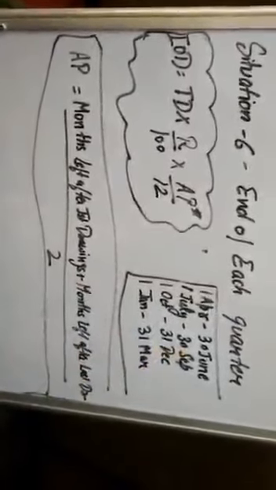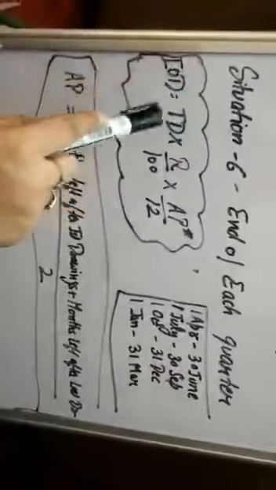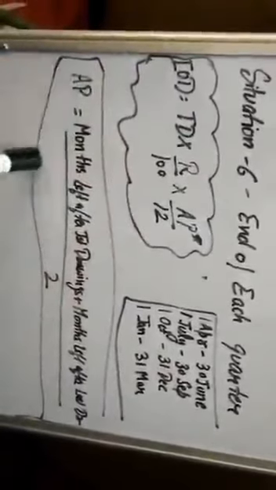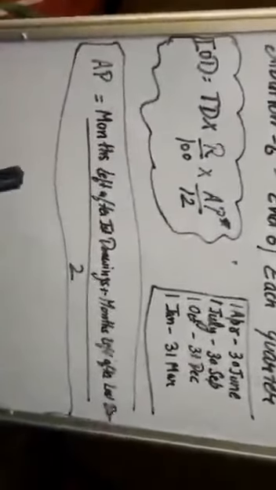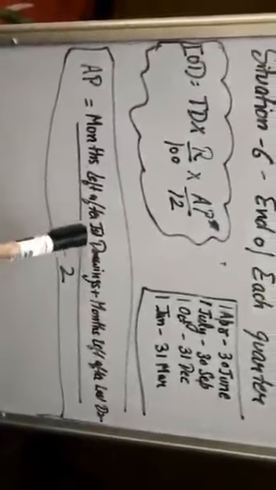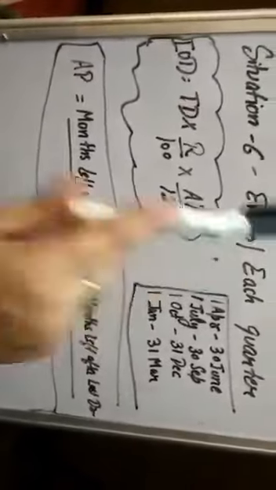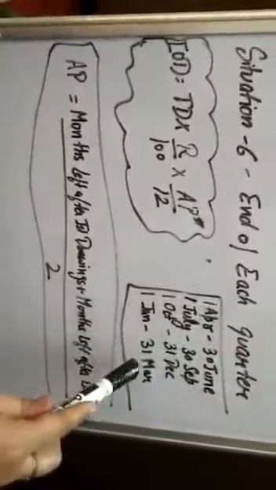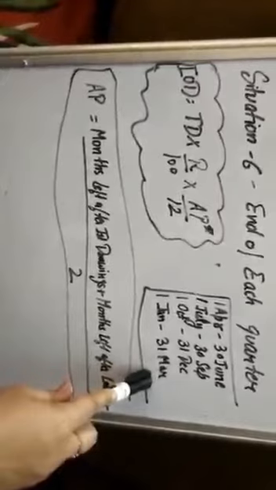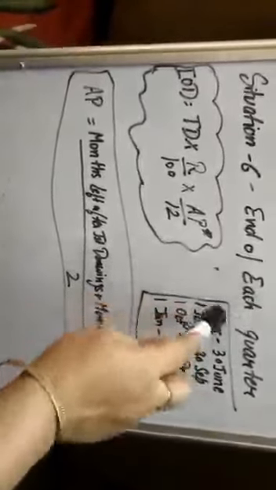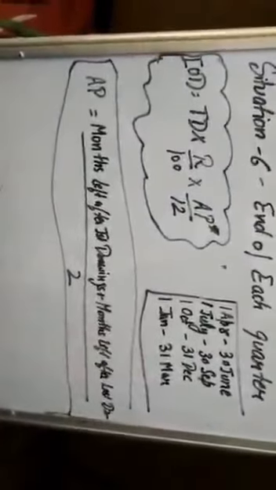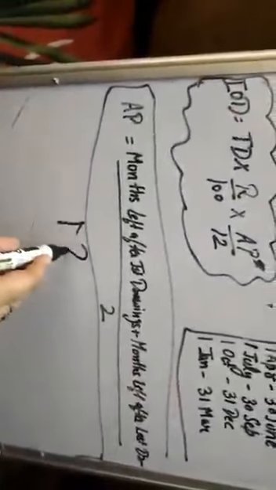Calculating interest on drawings, the formula will remain the same: total drawings into rate over 100 into average period over 12. The formula for average period will also be the same, but the method of calculating is slightly different. When you calculate months left after the first drawing, you are making your first drawing on 1st April. So how many months are left till 31st March, till closing of books? It is total 12 months: April, May, June, July, August, September, October, November, December, January, February, March. Total 12 months left after first drawing.